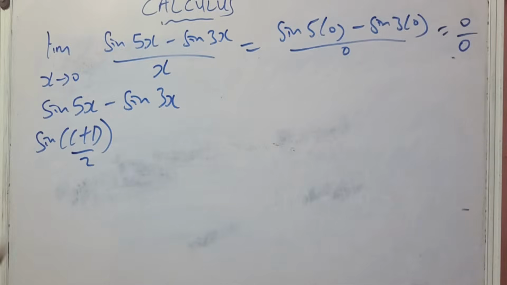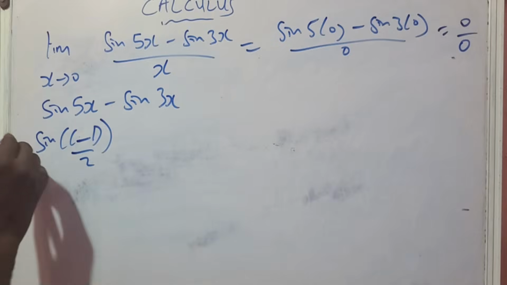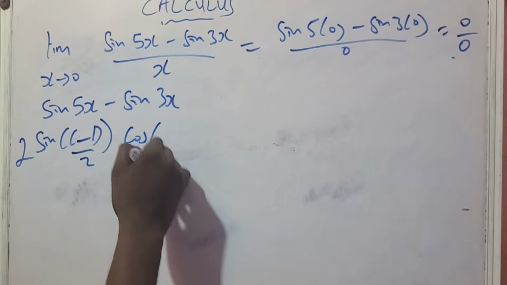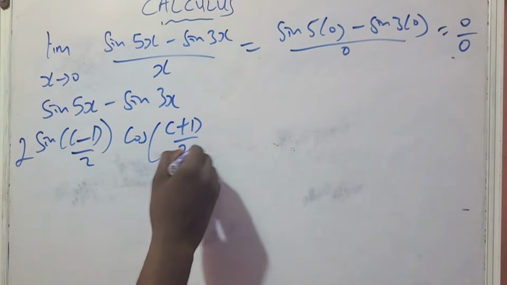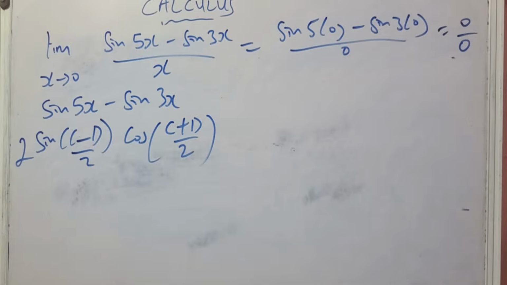Sorry, for this one, you will have it as sine c minus d, and you'll be having cos. I don't know if you may remember this. This is one of your identities. So when you have the sum and difference identity, this is how you apply it.